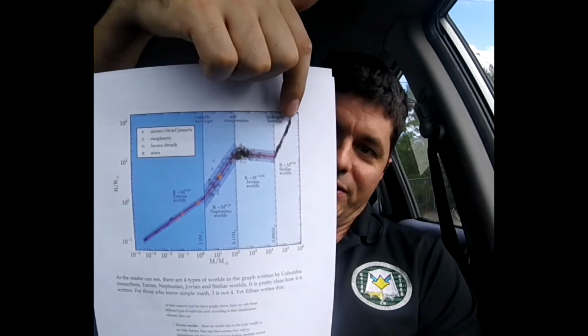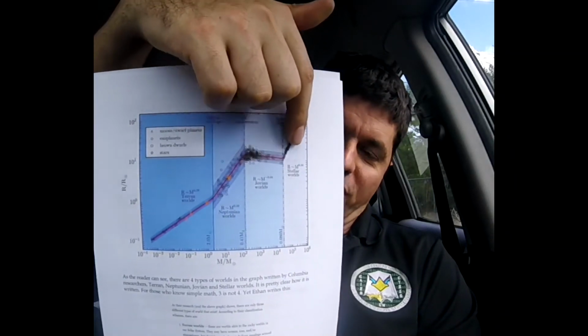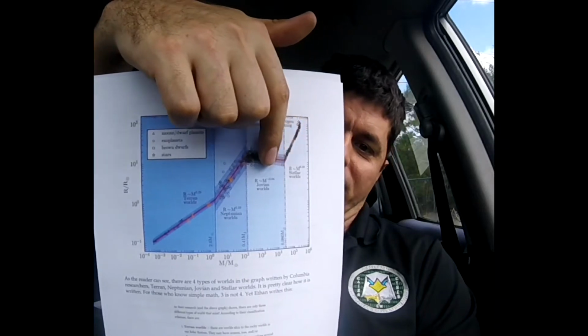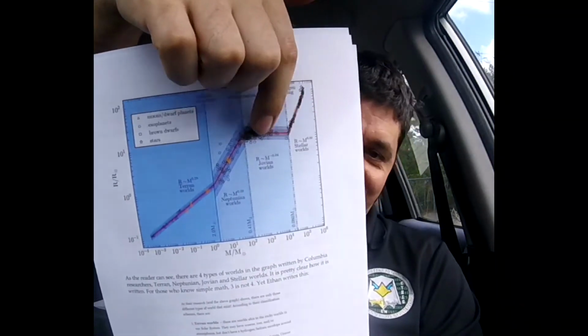And as you'll see here, the stellar worlds cool down, lose mass, shrink, and become the Jovian worlds. Then the Jovian worlds become the Neptunian worlds, and the Neptunian worlds become the Terran worlds. That's exactly what the theory says. It's just amazing how it's right there, and they even draw a red line that connects all of them together. I don't know what to say, dude. It's right in front of these people.